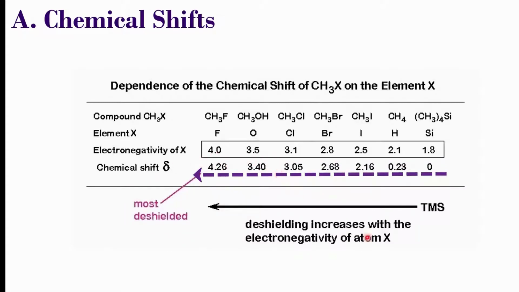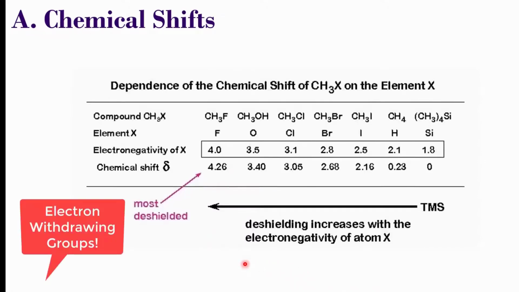This is because the chemical environment of those protons have become increasingly deshielded, so they resonate at higher radio frequencies and thus appear further downfield. These substituents can be individual atoms or groups of atoms and are collectively known as electron withdrawing groups.